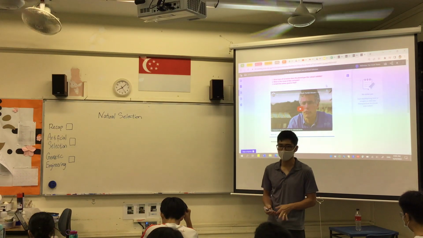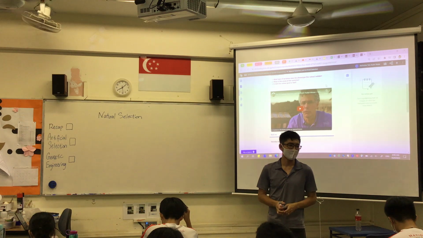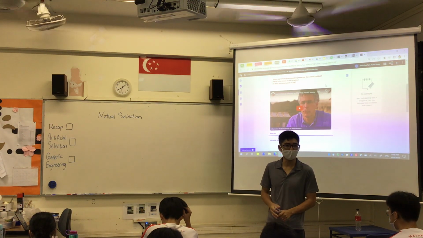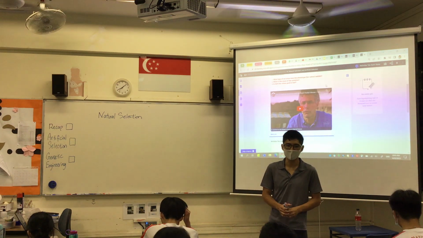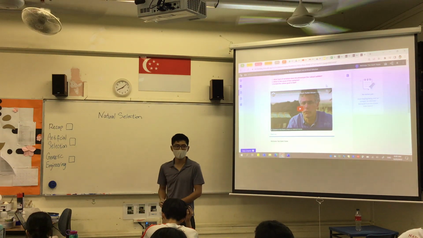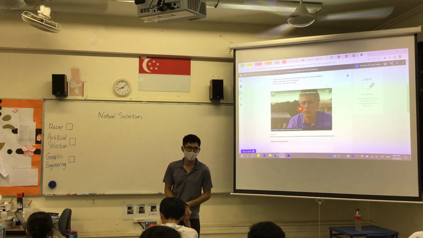Last but not least, we will end off with genetic engineering. Now just buzz with your neighbor. What are some of the key ingredients or starting points for the environment to be able to carry out natural selection on the population? Okay? Quick buzz. As we recap, what are the key raw ingredients so that natural selection can take place?